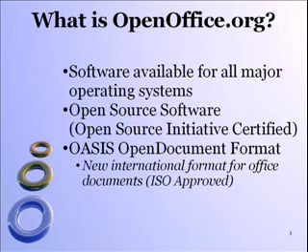Now for all the technical details. OpenOffice.org is software available for all major operating systems: Windows, Mac OS, and several versions of Linux, as well as Solaris. It is open source software, which means it is almost like public domain. It's free. It's certified by the Open Source Initiative. And it uses the OASIS Open Document Format. The OASIS Open Document Format is the new international standard for Office documents, and it's approved by the ISO, the International Standards Organization.